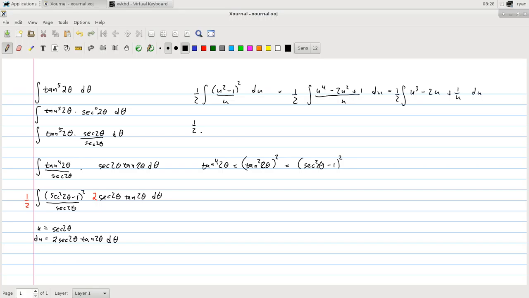So we can write this as 1/2 times u to the fourth over 4 minus 2u squared over 2 plus ln u plus c. And then we can finally replace all the u's that we see with secant 2 theta. So we've got 1/2 times secant 2 theta to the fourth over 4 minus secant squared 2 theta plus ln of secant 2 theta plus c.